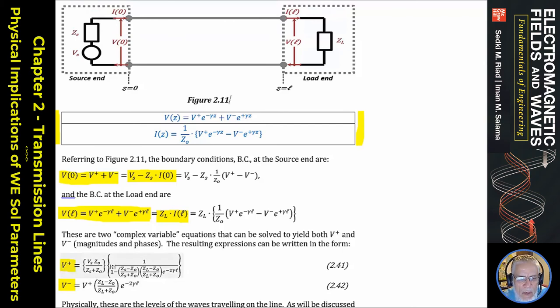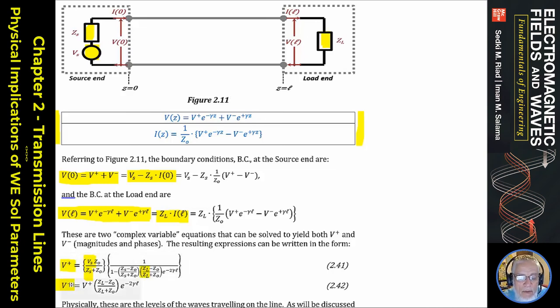As you can see, it's very obvious that V plus and V minus depend on how much Vs is, which is the source. This source here is going to determine how much signal is traveling down the line, actually in both directions, because it's the only source in the circuit. Z naught is the characteristic impedance of the line. That's the property of the line, R, L, G, and C, and the frequency. Zs is the impedance of the source. That's also a factor. ZL is also a factor.